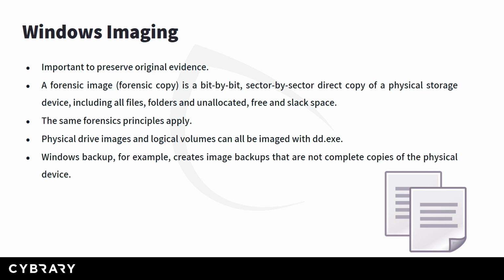A forensic image, also called a forensic copy, is a bit-by-bit, sector-by-sector direct copy of a physical storage device, including all files, folders, and unallocated free and slack space. Forensic images include not only all the files visible to the operating system, but also deleted files and pieces of files left in the slack and free space.